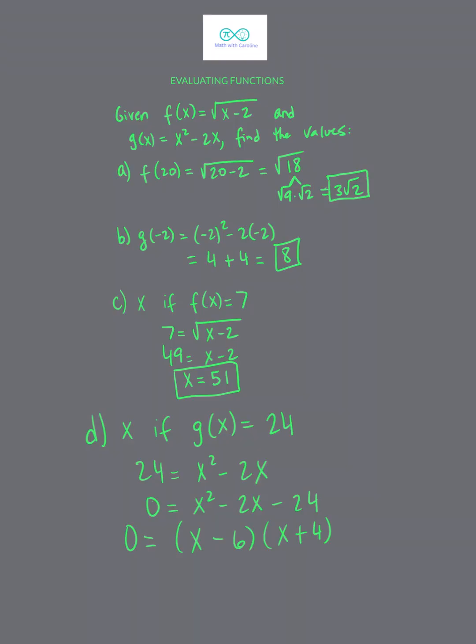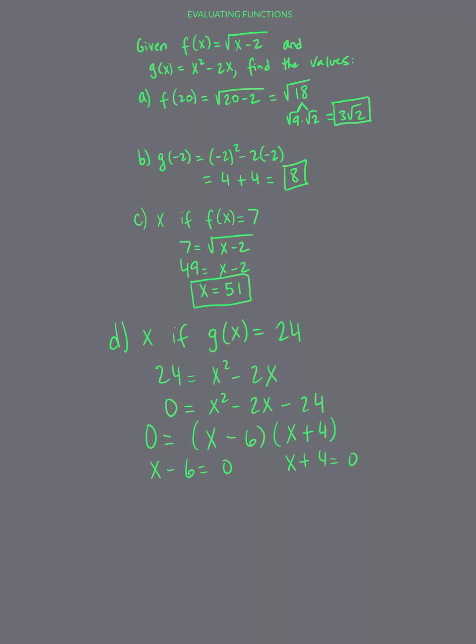Now if you need more help with factoring, I do have another video that has a lot more in-depth on how to factor and using different methods. So here we can set our x minus 6 equal to 0 and our x plus 4 equal to 0 since these are the factors. And we can add 6 to both sides and subtract 4 on both sides to get our two solutions, x equals 6 and x equals negative 4.